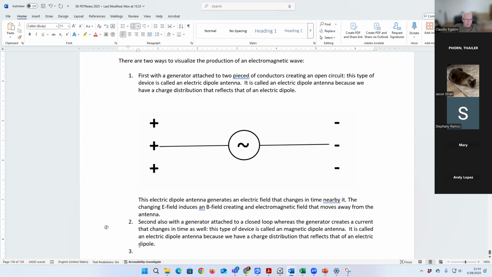It's called a magnetic dipole antenna because we have a current distribution in a closed loop that reflects that of a magnetic dipole. And I'm going to illustrate that as well.